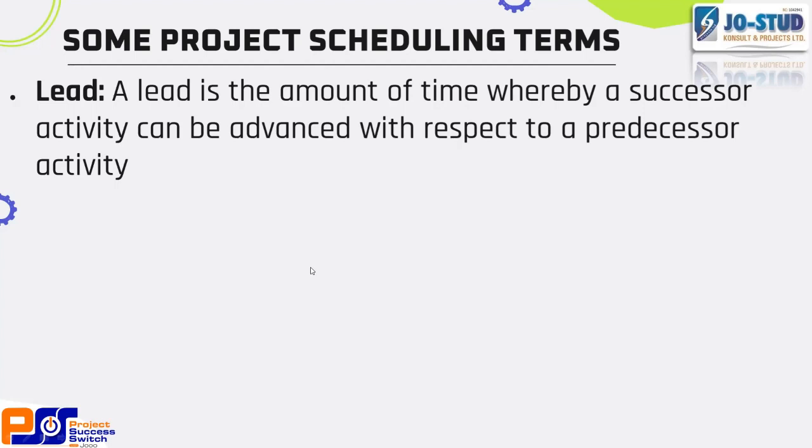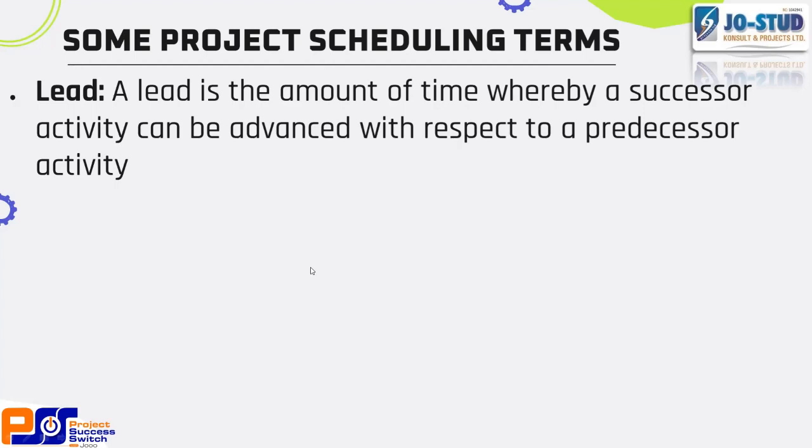They can go together. So now lead or lead time, lead, lag, float, they are actually a unit of measuring time in project scheduling. They are a unit of measuring time quantity. So lead is the amount of time that the successor activity can be advanced in respect to a predecessor activity. Now, let me differentiate the two.